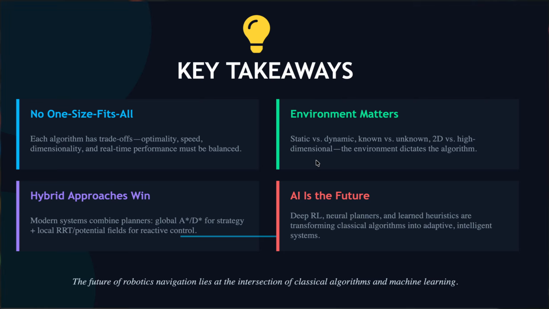And then this is just a random keynote from my side, which is basically that AI is the future. Deep RL, neural planners, and learned heuristics are transforming classical algorithms into adaptive intelligent systems. And this is something we need to be proud of and might be witnessing in the near future. You might see more advanced systems that might take over the algorithm, that might even generate algorithms that would indeed converge into us having better robotics algorithms that can help us navigate and perform tasks.